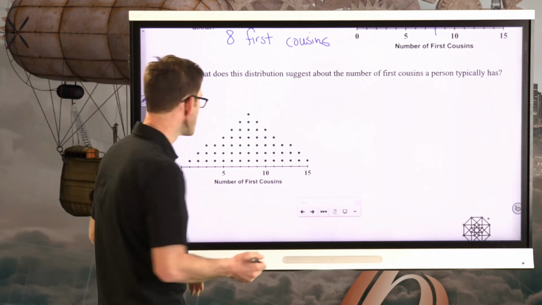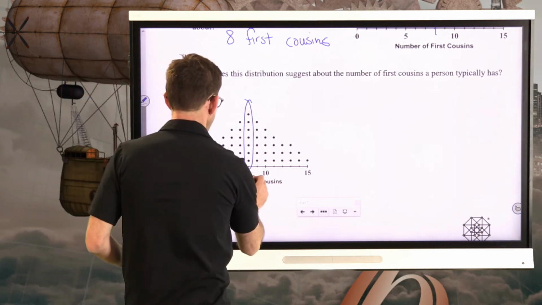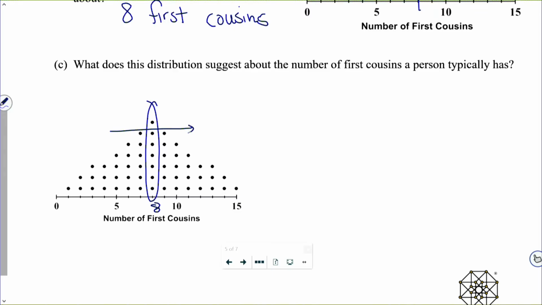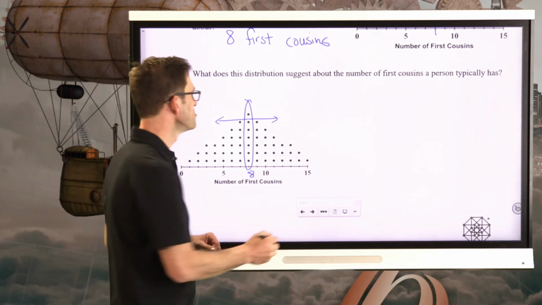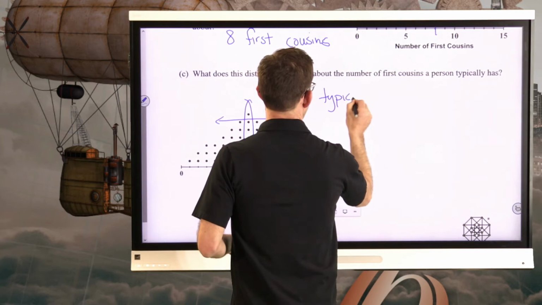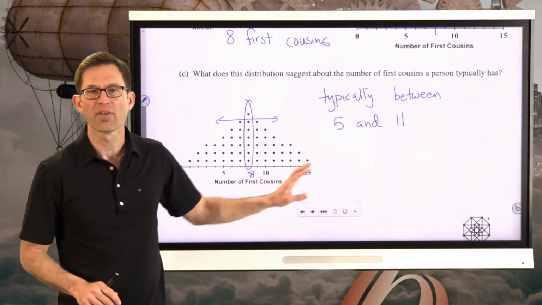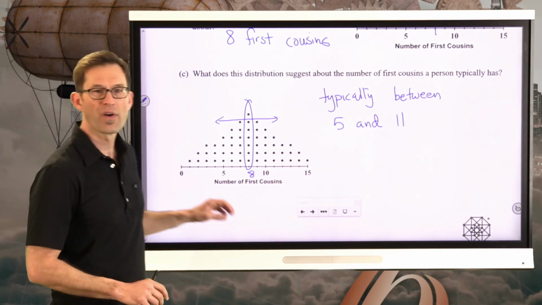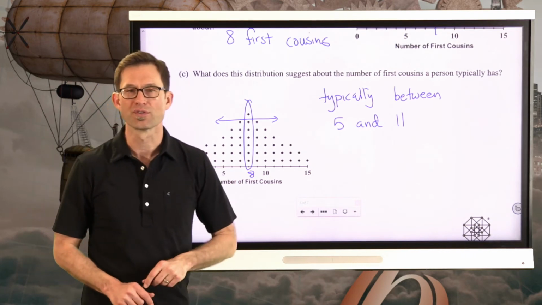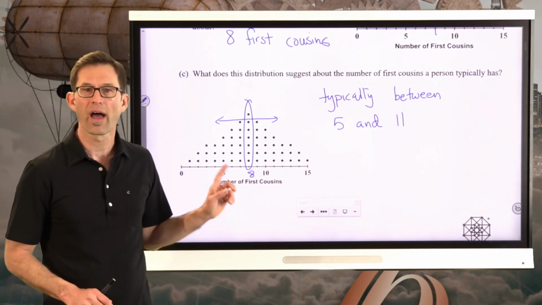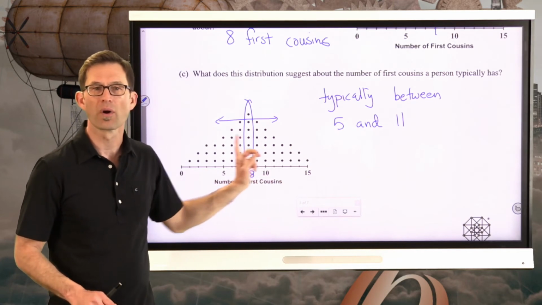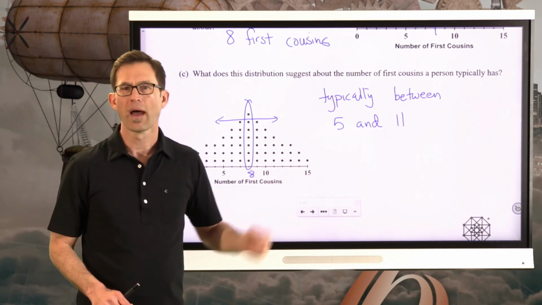Well, you can say that it's somewhere in here, let's say between 5 and 11. So there's very few people that have a lot of first cousins, and there's very few people that have very few first cousins, right? Typically, a person will have a first cousin count somewhere in this range. And again, nothing magical about 5 and 11.